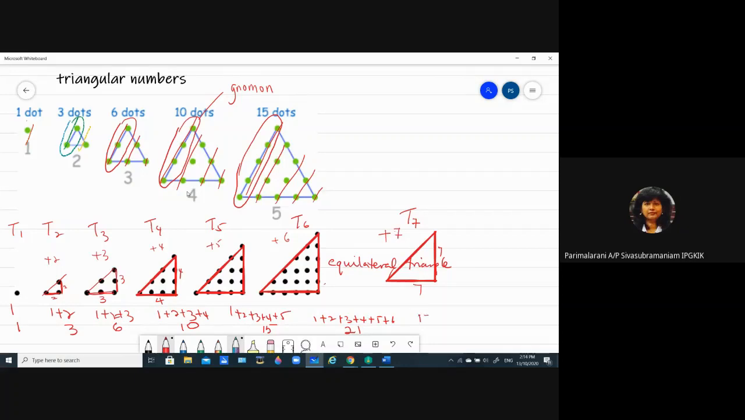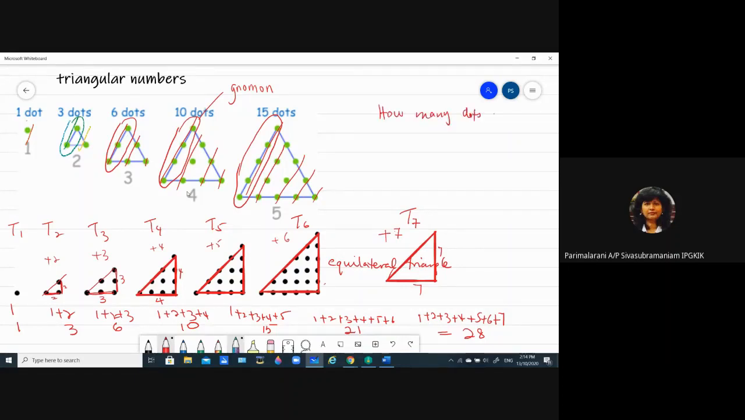So our number will be 1 plus 2 plus 3 plus 4. We are going to add the previous number, plus 5 plus 6 plus 7. And this will give us 28. Very good.